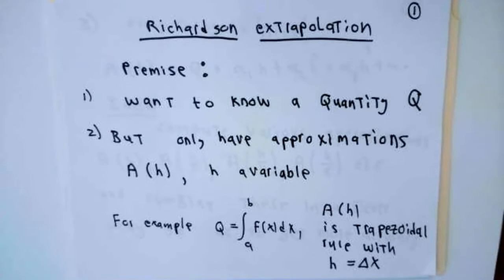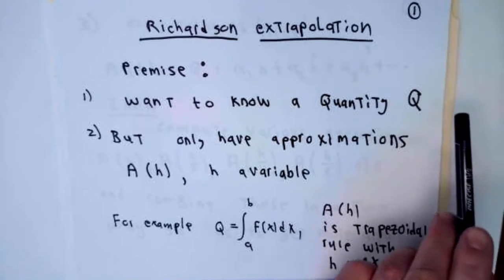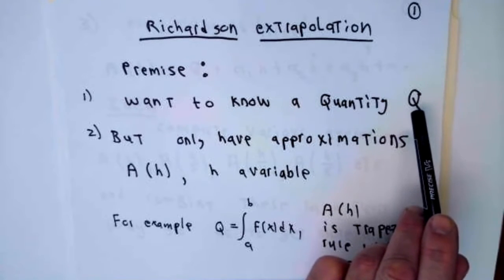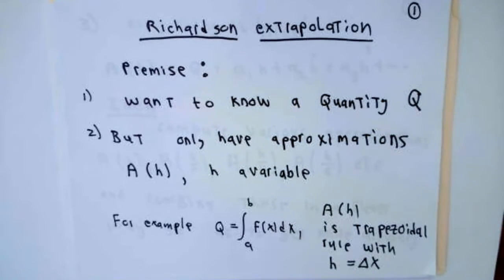Today I'd like to talk about Richardson's extrapolation. This is a technique by which you combine several not very accurate approximations to a quantity to obtain a more accurate approximation. So we'll state our official premise here. We want to calculate some quantity Q. It might be, for example, the integral from a to b of f of x dx.